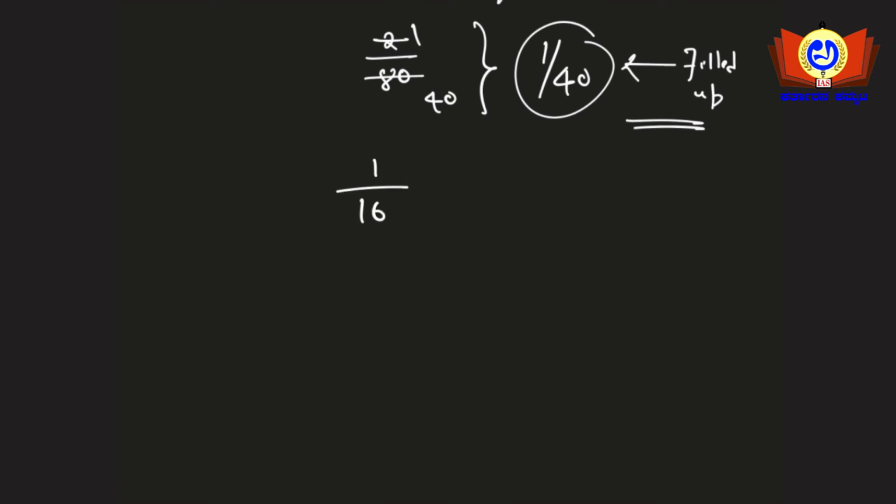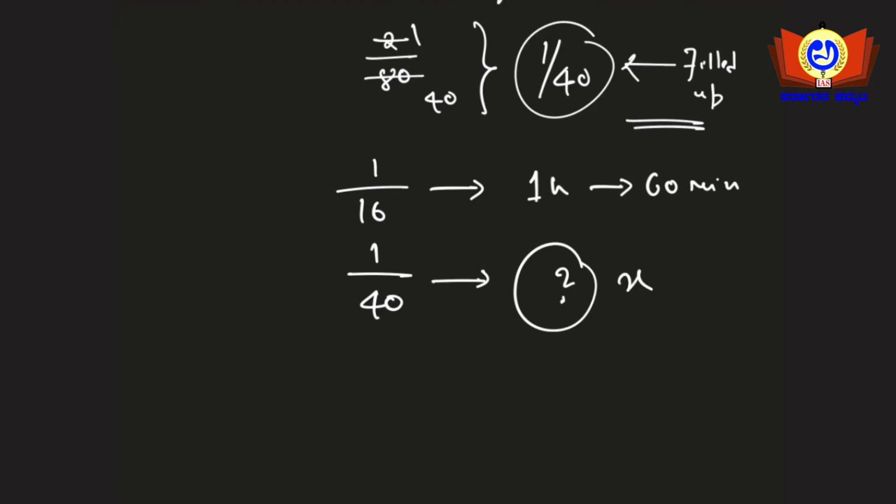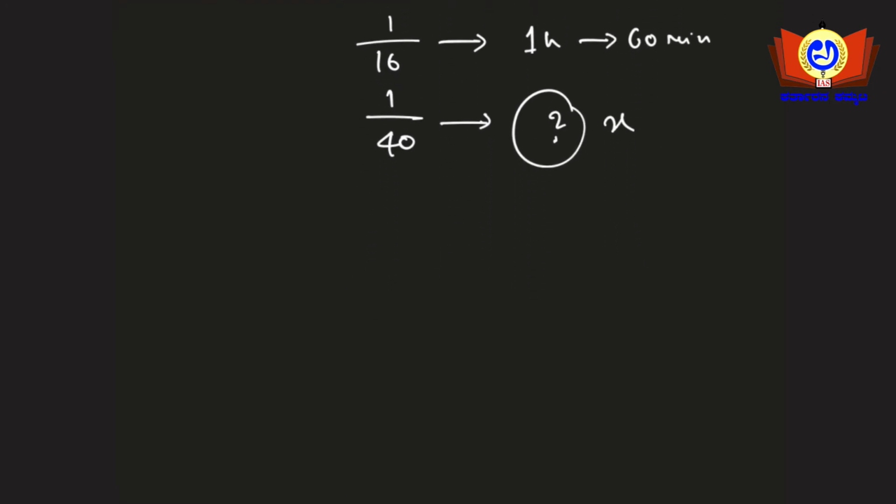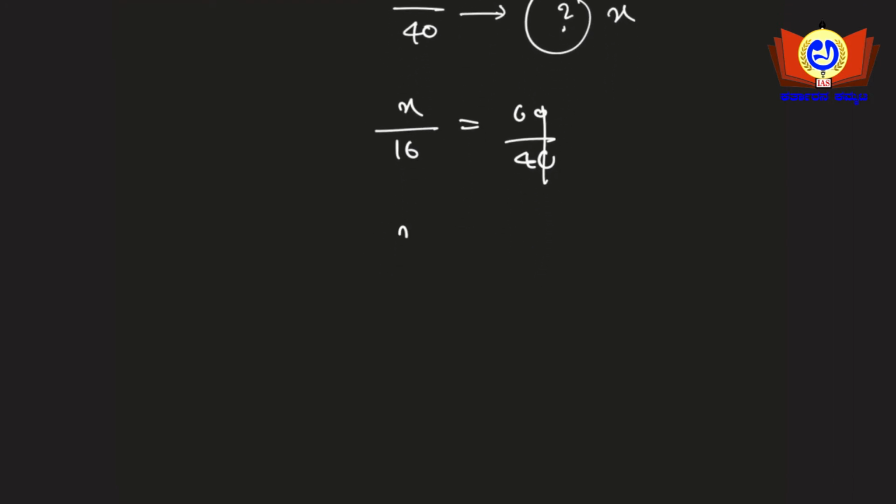1 by 16th part will be filled in 1 hour, that is nothing but 60 minutes. Need to fill 1 by 40 part of the tank in what duration? This I need to find, so I'll take it as x. I'll cross multiply here. x by 16 will be equal to 60 upon 40. This will be cancelled here. So x will be 24 after solving this.